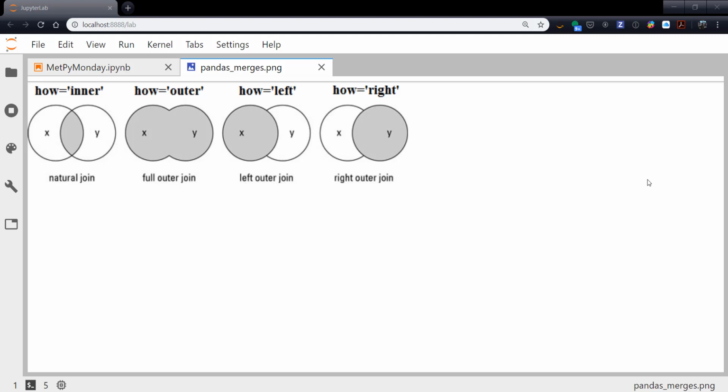This week, we're going to wrap up talking about how to combine data frames into larger, more complex data frame structures by talking about merging and joining. Welcome to another MetPy Monday.